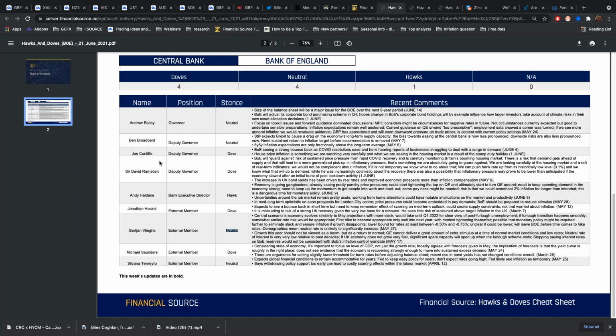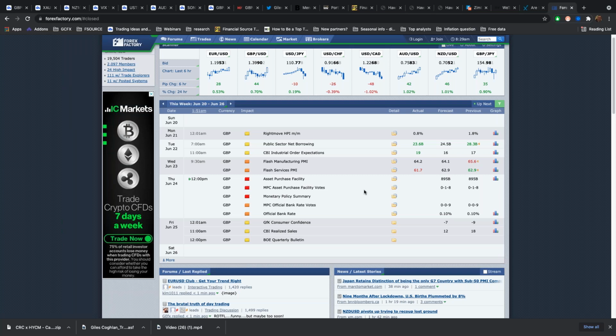So at what point did these individuals change from being dovish to saying actually the situation has improved somewhat? You understand? So this is what I'm expecting. I'm expecting a 7-2 vote tomorrow. Okay. So we could see a 6-3 vote. We could get Dave Ramsden leading that way as well.